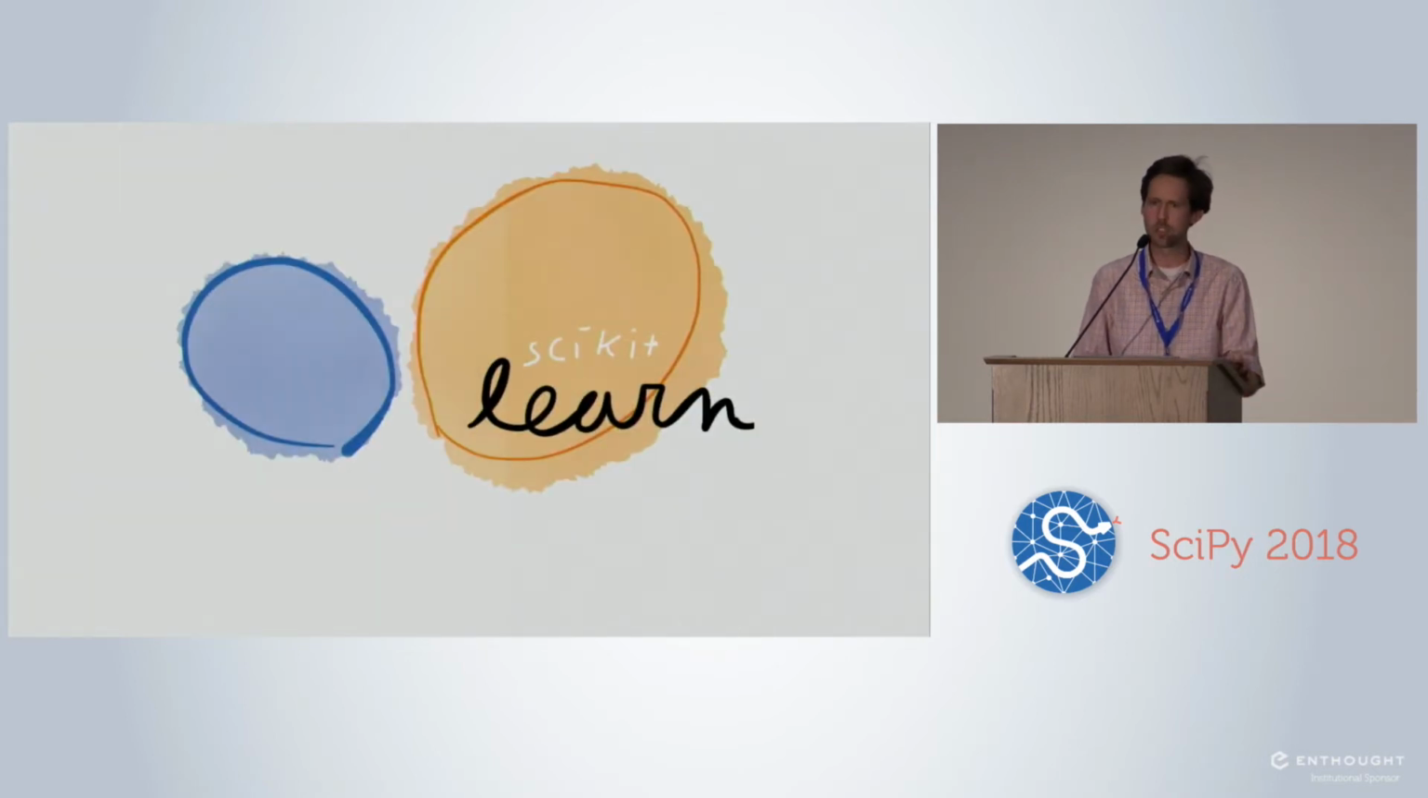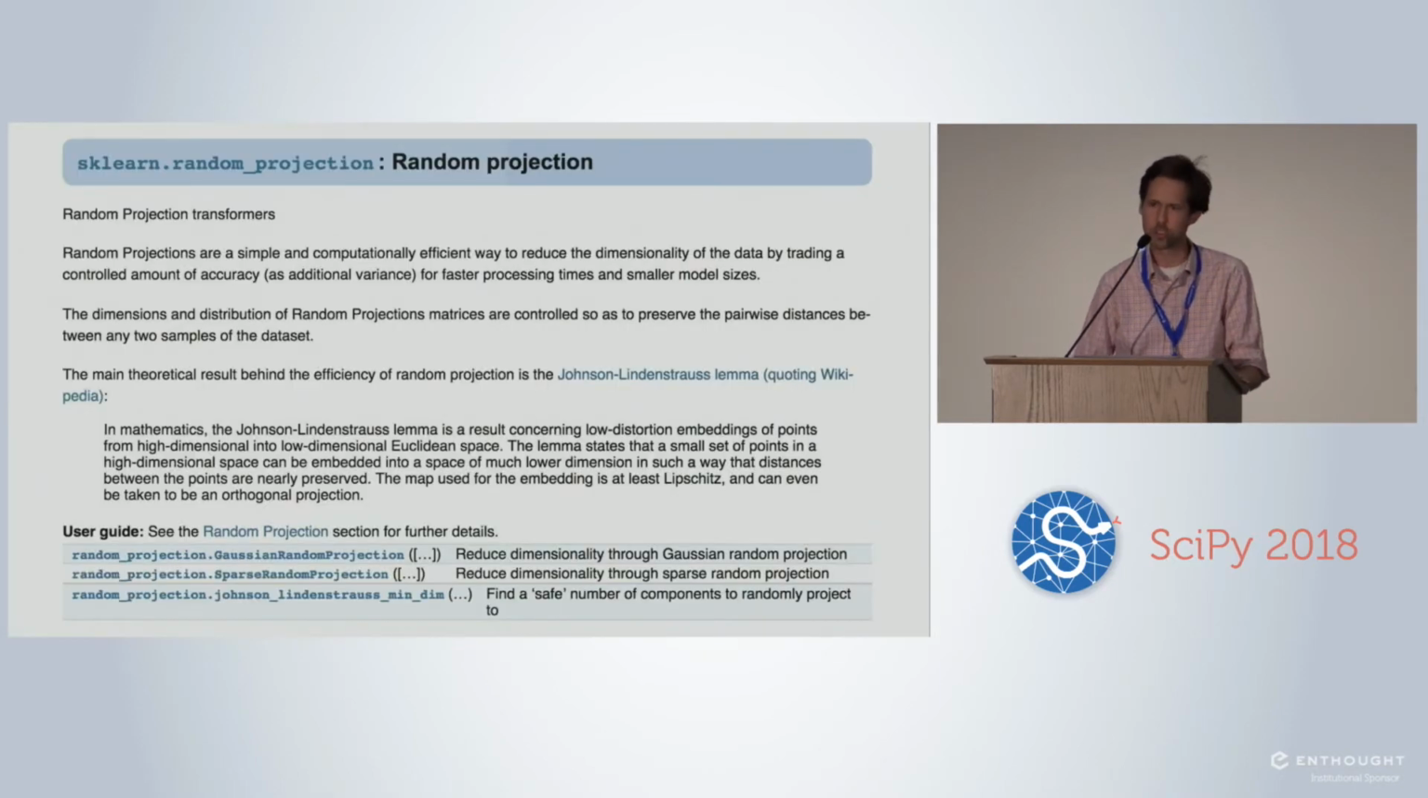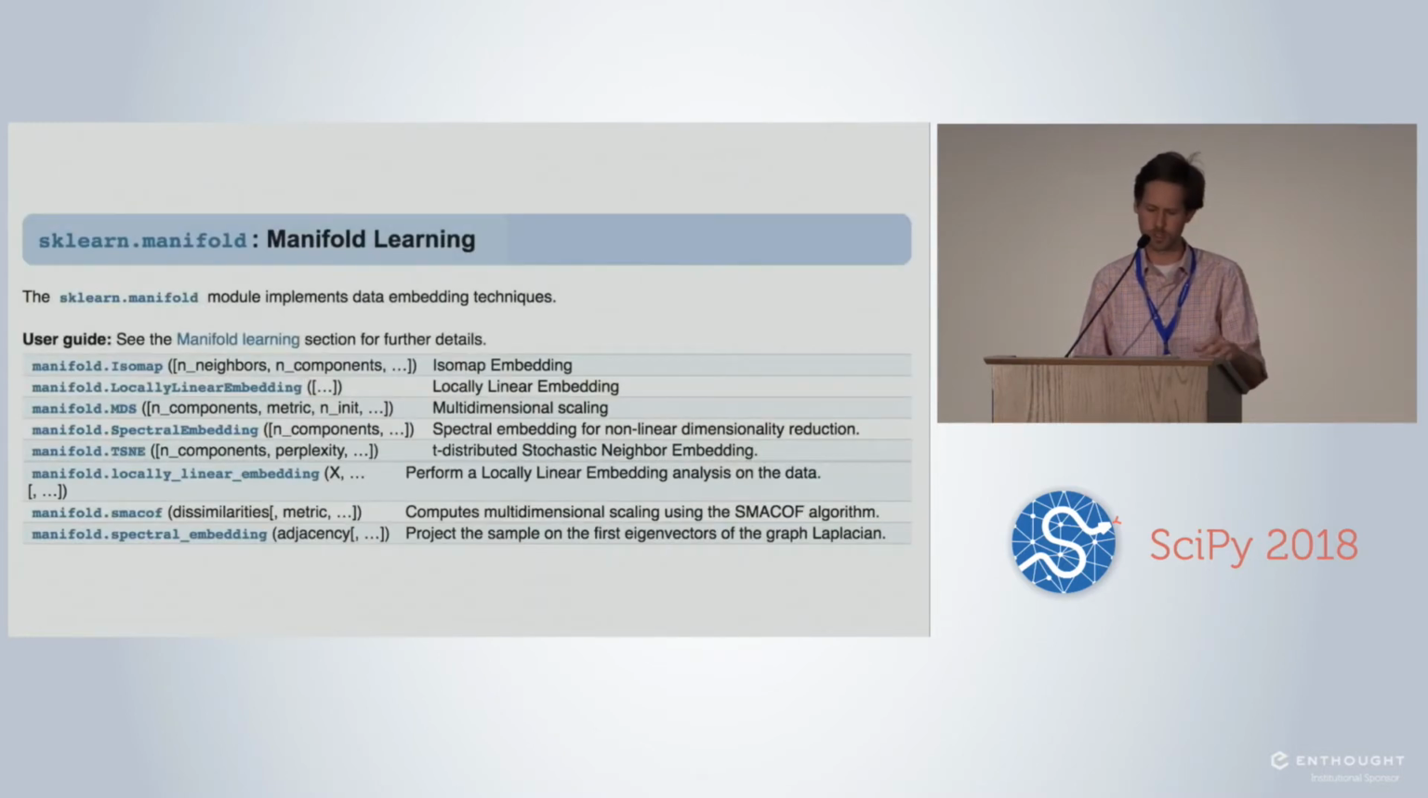For these experiments, we're going to target scikit-learn, which has a lovely logo. If you want to play along at home, which I recommend, you can find a lot of these things in the random projection module, along with the manifold module, which implements data embedding techniques. So we're producing smaller embeddings. That's where most of these live.